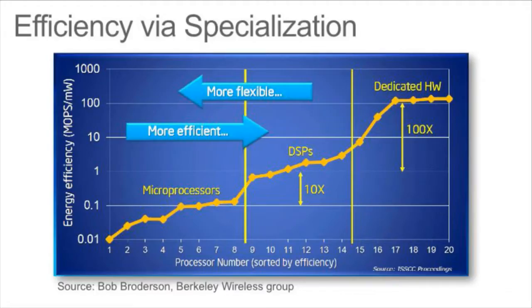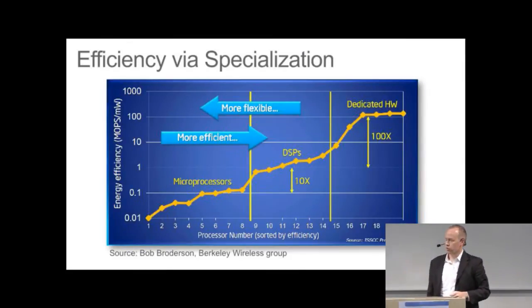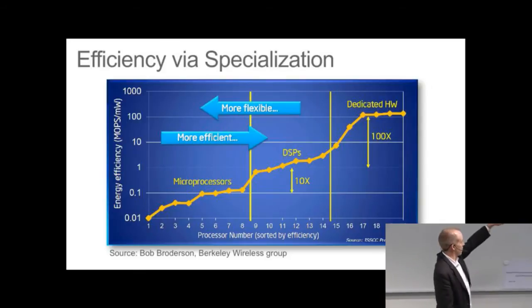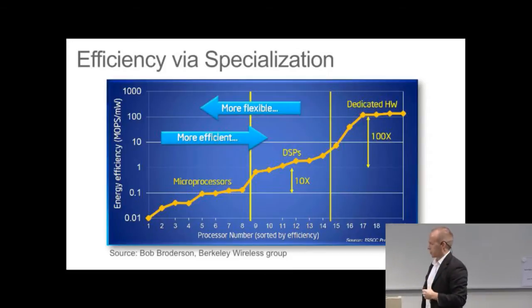Okay, so this is a well-known graph that Bob Broderson put together in the early 2000s. He took a number of processors and chips that were published in ISSCC, one of the top processor chip conferences. On the x-axis here, each point represents a different chip published over 2 years in that conference. This was a decade and a half ago, but the results still hold. And on the y-axis is the efficiency of the operations on that chip. So how many joules does it take to do an add or do an instruction?